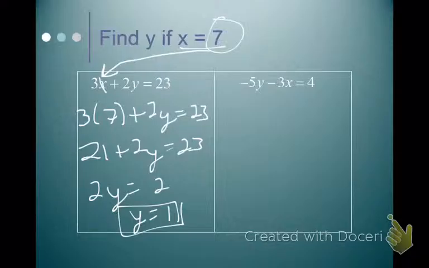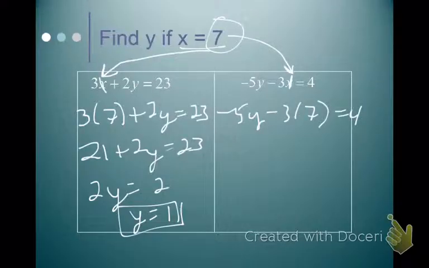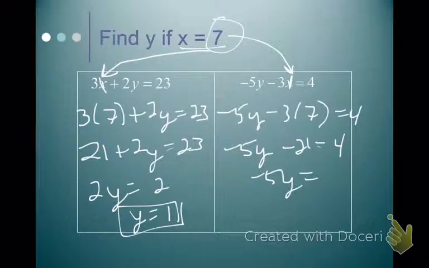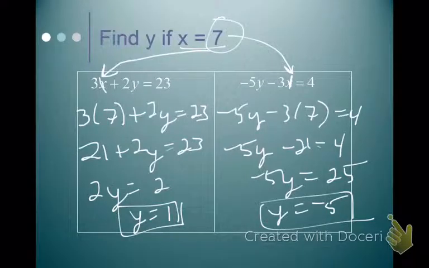Okay? Simple as that. Same thing over here. If x is 7, I'm going to literally take this x out of the equation and put 7 in its place. So I get negative 5y minus 3 times 7 equals 4. So we get negative 5y minus 21 equals 4. Now I'm going to add 21 to both sides, divide by negative 5, and so y is negative 5. Okay? So that's what we do when we substitute.